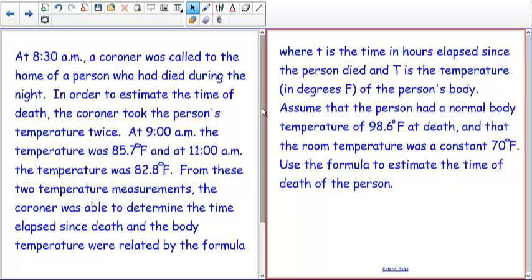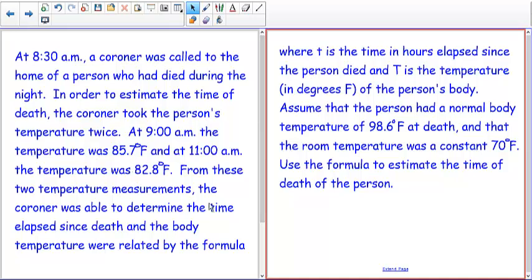So let's just read it. So at 8:30 a.m. a coroner is called to the home of a person who died during the night. In order to estimate the time of death, the coroner took the person's temperature twice. At 9:30 a.m. the temperature was 85.7. At 11 a.m. the temperature was 82.8 Fahrenheit. From these two temperature measurements, the coroner was able to determine the time elapsed since the death.